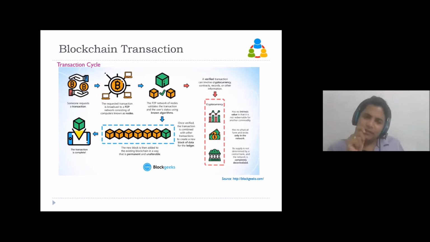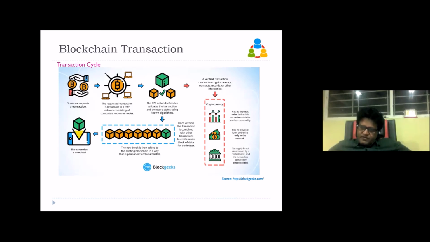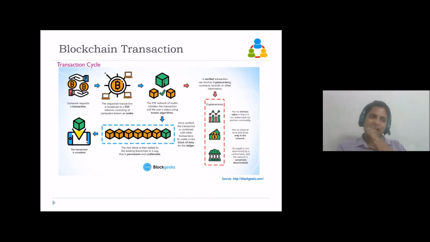So what they do is, the first thing you have to create is a Bitcoin address. You will have to store the Bitcoin address. So what they do is they will take money. They will create a Bitcoin wallet for you. They will say that this is your Bitcoin wallet. This is your address in the blockchain network.